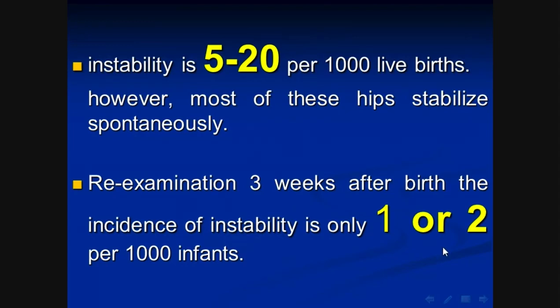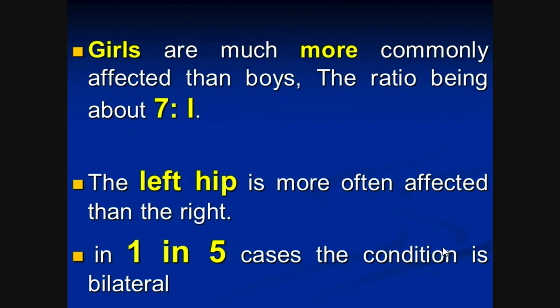Girls are much more commonly affected by developmental dysplasia of the hip, with a ratio of 7 to 1, girls to boys. The left hip is more affected by DDH in comparison to the right, and in 1 in 5 cases the condition is bilateral.